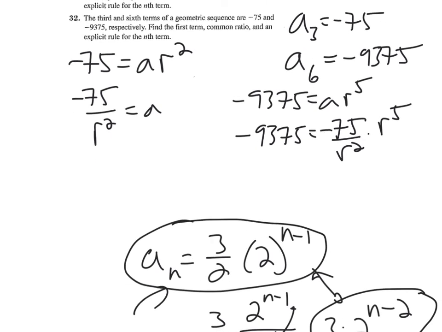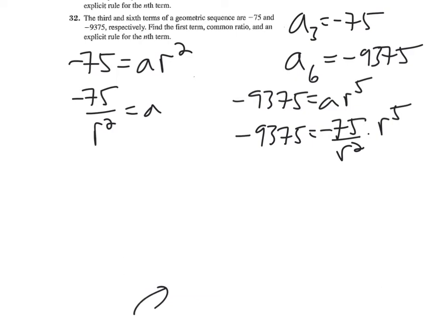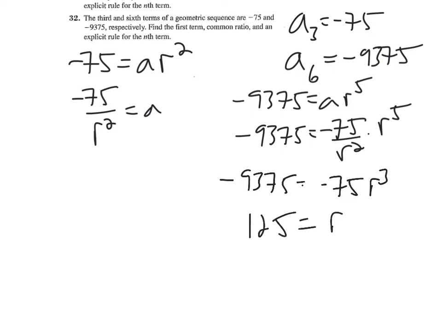Let me delete this. So then what do we have? We have negative 9,375 equals negative 75 times r cubed, right? Because we're going to subtract those exponents. And that number divided by that number is 125. I did this earlier, I didn't know that off the top of my head. Cube root of 125 is 5.